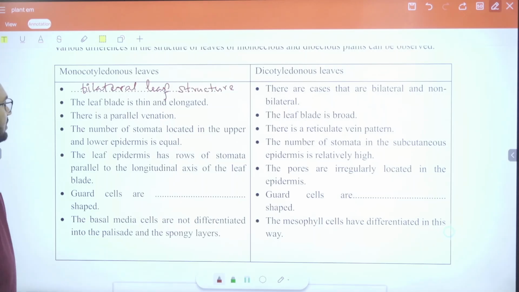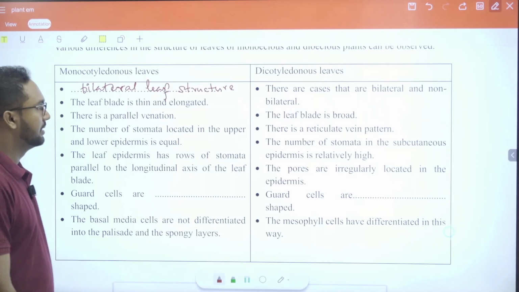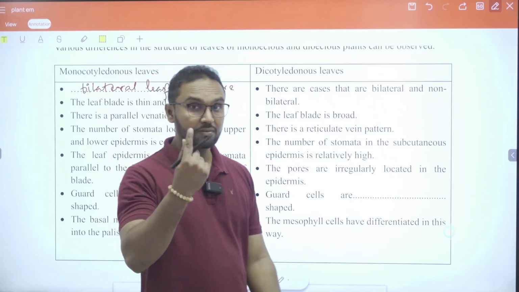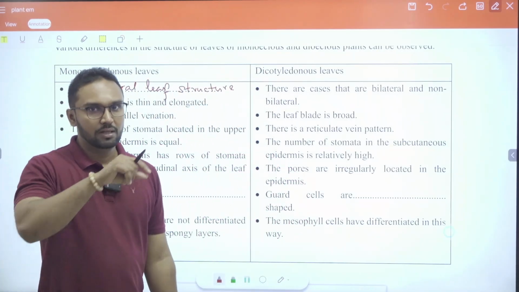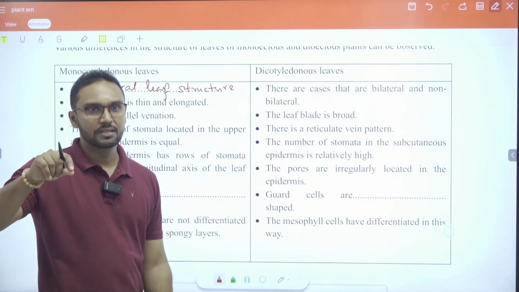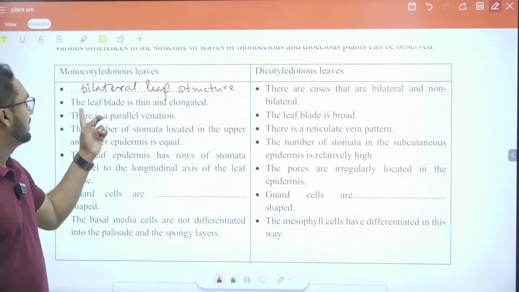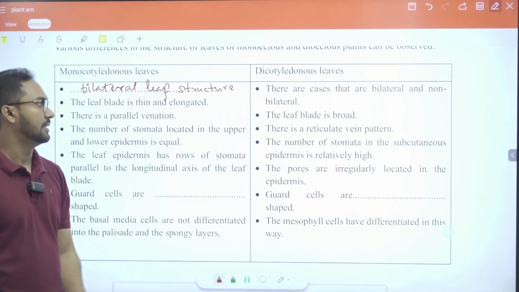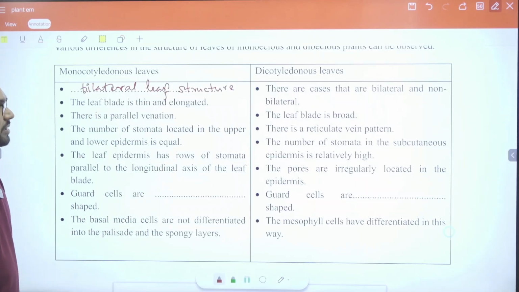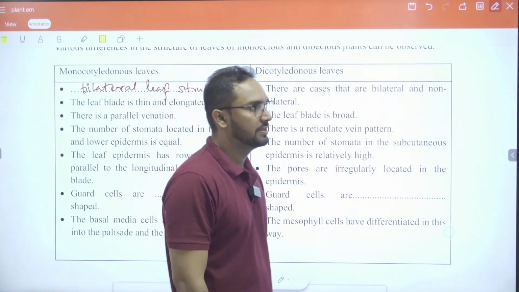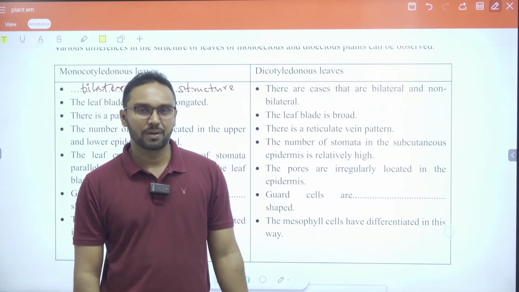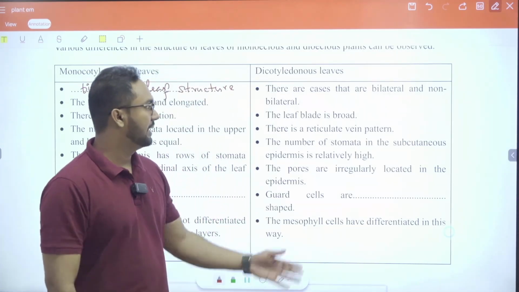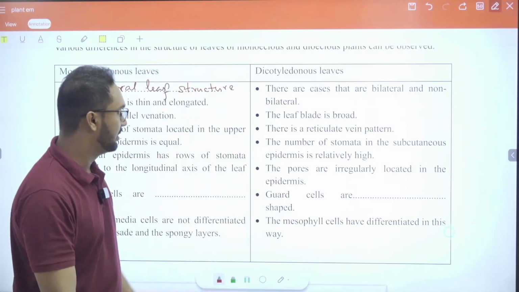So the second point: the leaf blade is thin and elongated. Now remember the coconut leaves, a bunch of leaves on one branch. If you take one of the leaves, it is elongated and very thin, right? But when it comes to dicotyledonous leaves, the leaf blade is broad. If you remember a jackfruit leaf and a mango leaf, you will understand, because the blade is very broad compared to the coconut leaf, right?